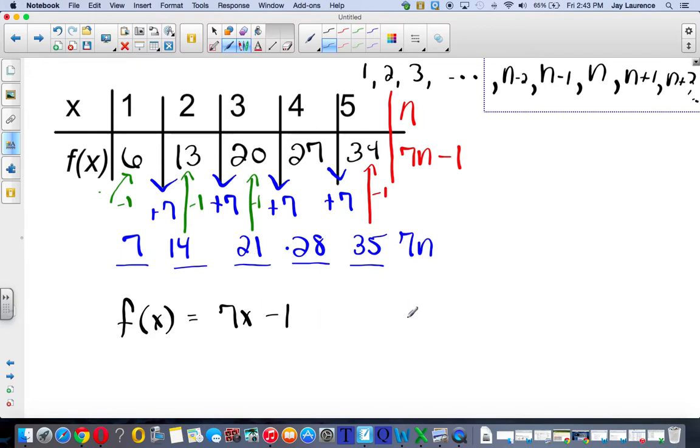Now, by the way, what kind of function is this? Well, it's linear, right? It's a linear function. How do we know? Well, the exponent on x is 1. The highest exponent on the variable, on the x term, is 1.